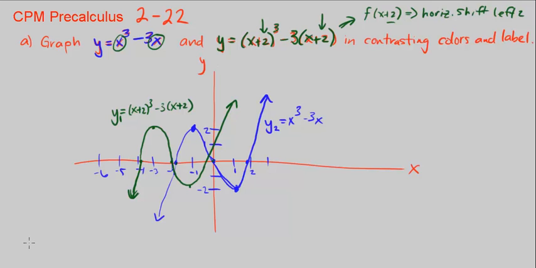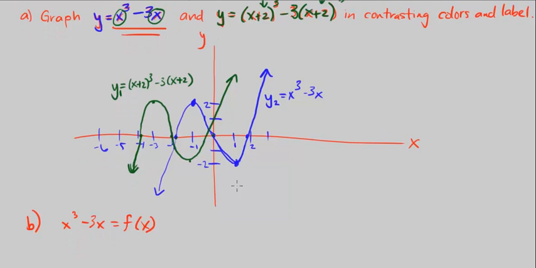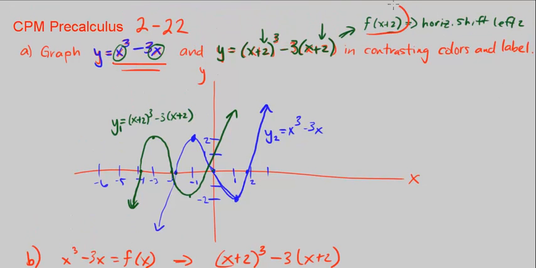So part B, I'm asked if x cubed minus 3x is equal to f of x, okay? So that's here, if our one in blue is equal to f of x. And then we want to write an expression for (x plus 2) cubed minus 3 times (x plus 2) in terms of f of x and call it g of x. So that's basically what I did here, right? I basically talked about that already, but let's do it again, okay?